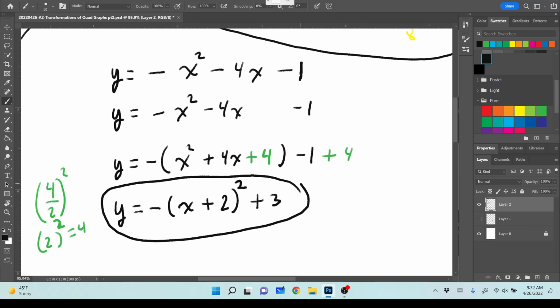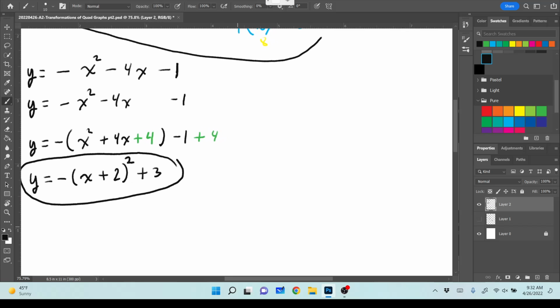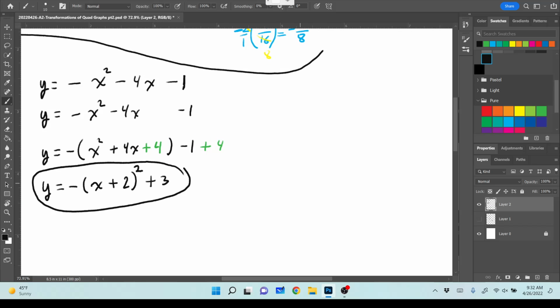Okay, let's do one or two as a guided practice. How did 4x plus 4 become 2? Okay, so this is factoring it.